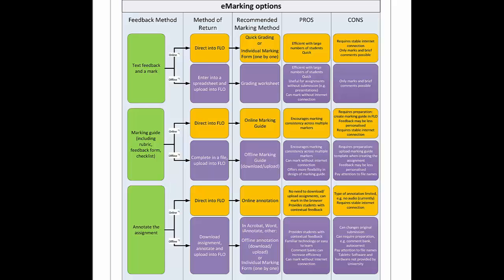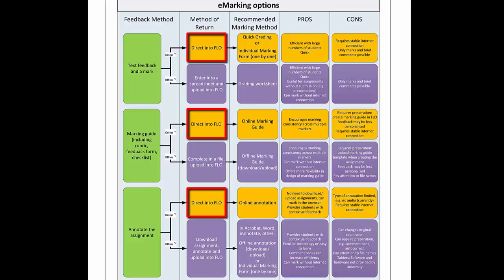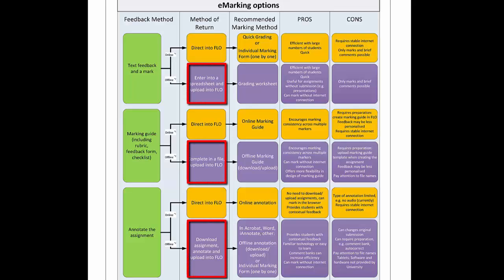We will now go into them in more detail and explain how each of these methods can be used for eMarking. If you need more information about these marking methods, please visit the eLearning Gateway or contact your eLearning support team. For each of these three methods, there are two options: online, directly into Flow in your browser, so you must be connected to the internet, or offline, download files, mark outside of Flow, and upload into Flow once marking is complete.